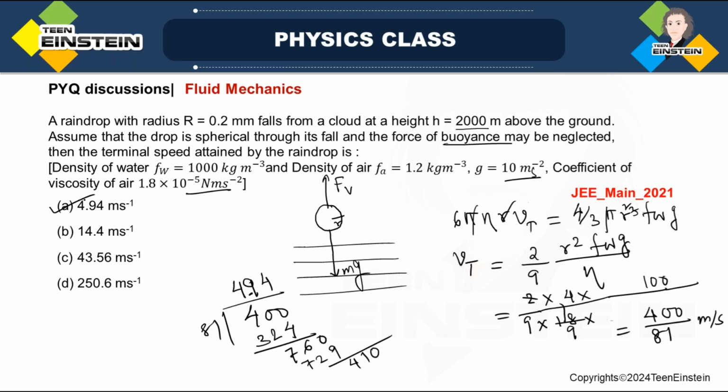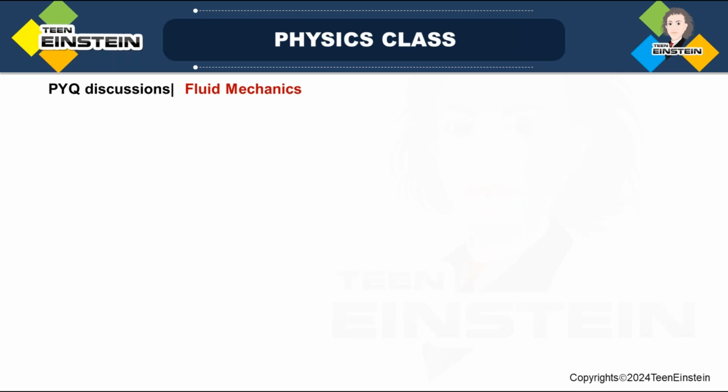So 400 divided by 80 gives you nearly 4.94 meter per second. All right. So this is the terminal velocity of the raindrop. Okay. Now let us go to the next problem.